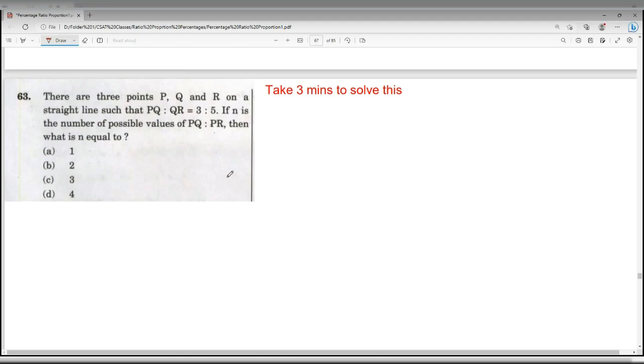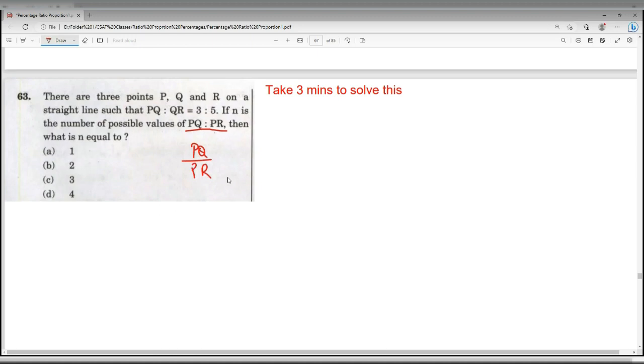What they're saying is there are 3 points P, Q, and R in a straight line such that PQ is to QR is 3 to 5. If n is the number of possible values of PQ by PR, then what is n equal to? So indirectly they are saying how many possible values are there for this ratio PQ by PR.